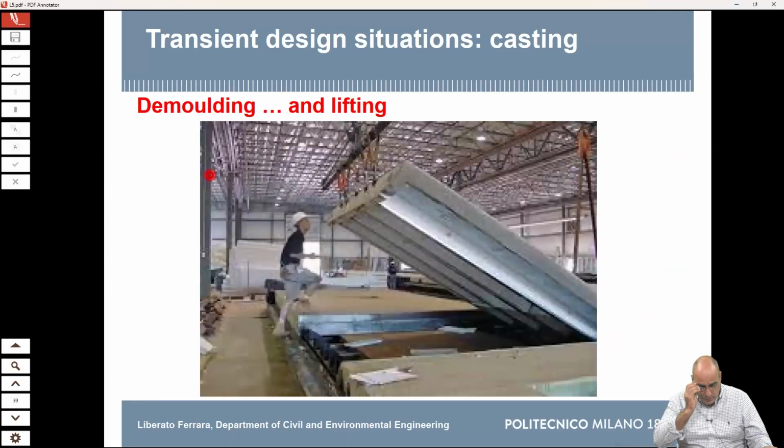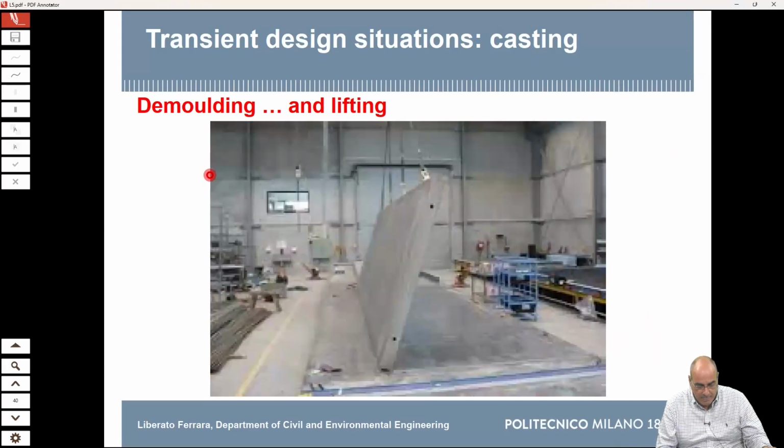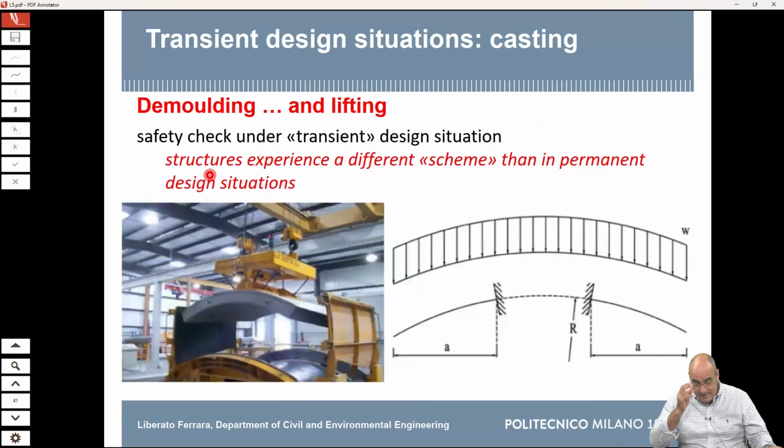And here you probably will see something in the factory visit. These are some images of lifting. And this is another example. We will have a dedicated lecture on precast segments.